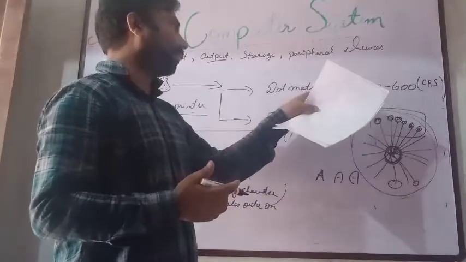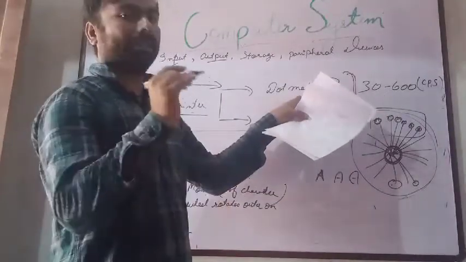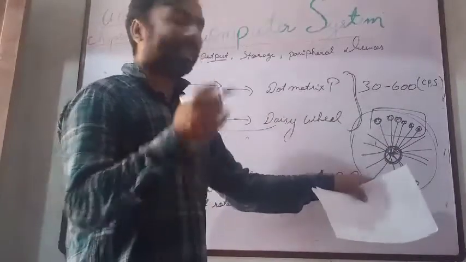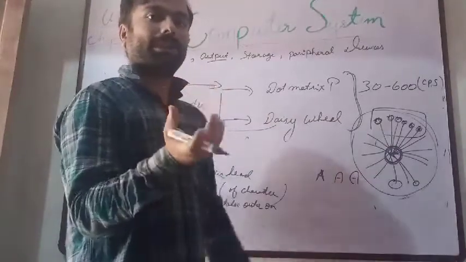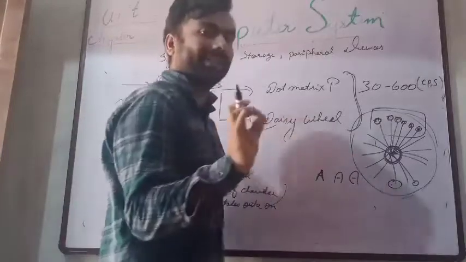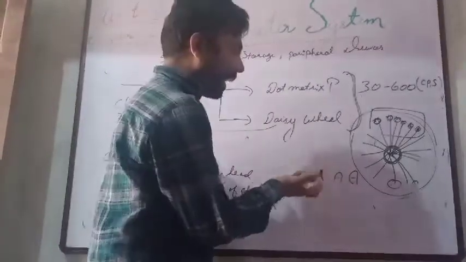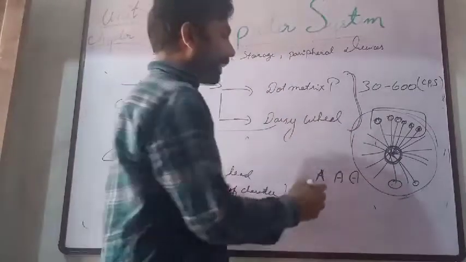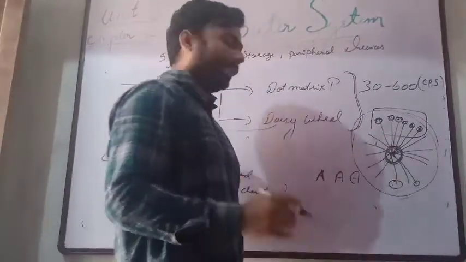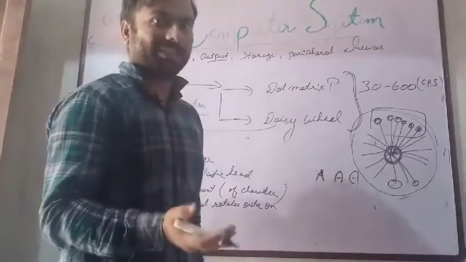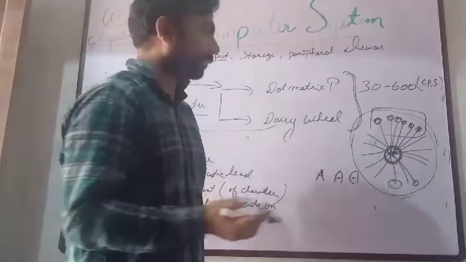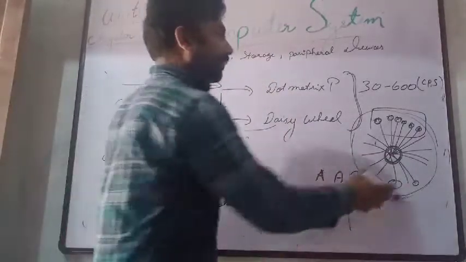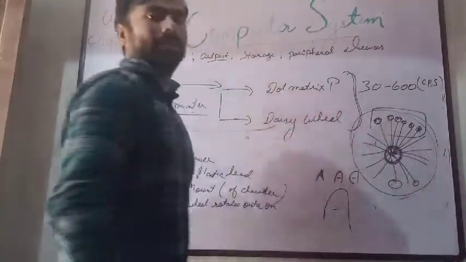In the dot matrix also, there is a dot, dot, dot, and then the character is built. But here the whole character is printed together, not with a dotted structure; at a time the whole character is printed on the paper. That's why the character font is fixed, and if anyone wants to increase the size of the character, they have to change the whole head.